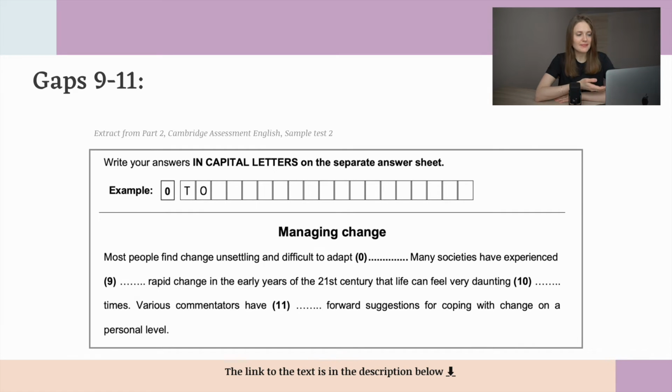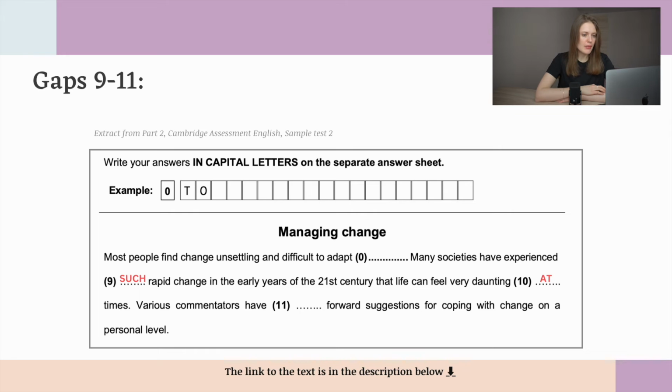But what's then? Look closer at the first sentence. Most people find change unsettling and difficult to adapt to. This is an introductory phrase about people's attitude to change. Then goes the second sentence, which says when people feel like that. In the early years of the 21st century. Which one word would link the example? It is the word such.